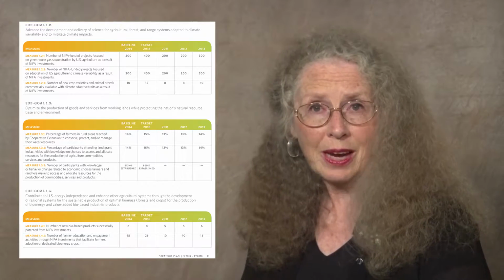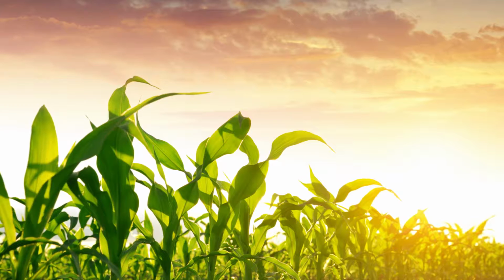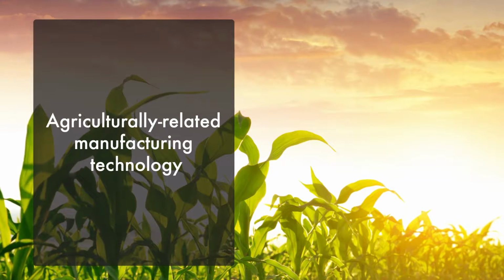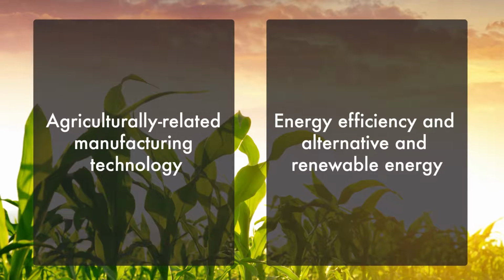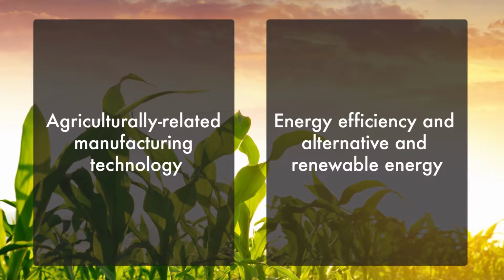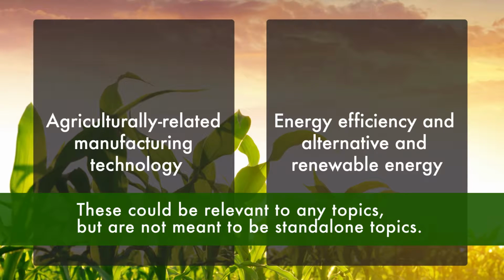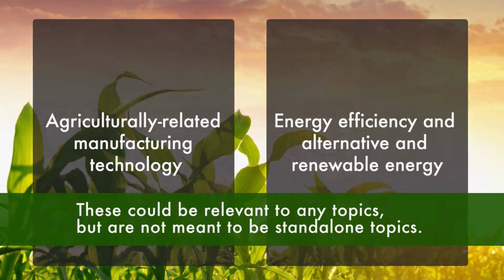There are 2 additional areas to which you should pay attention, referred to as crosscut areas. These are agriculturally related manufacturing technology and energy efficiency and alternative and renewable energy. These could have relevance in any of the topic areas listed in the RFA. However, these are not meant to be standalone topics. If the topic you select involves manufacturing or energy efficiency and alternative and renewable energy, you are encouraged to mention these crosscut areas in the opening section.